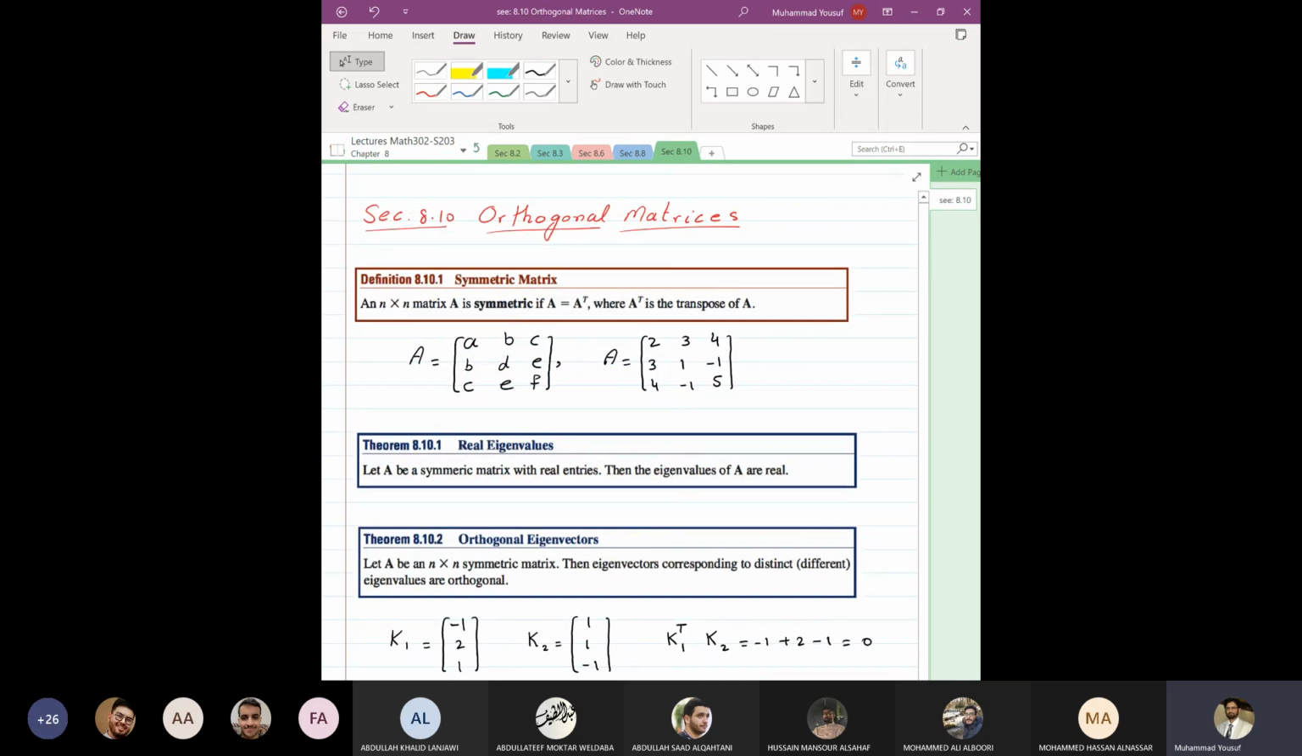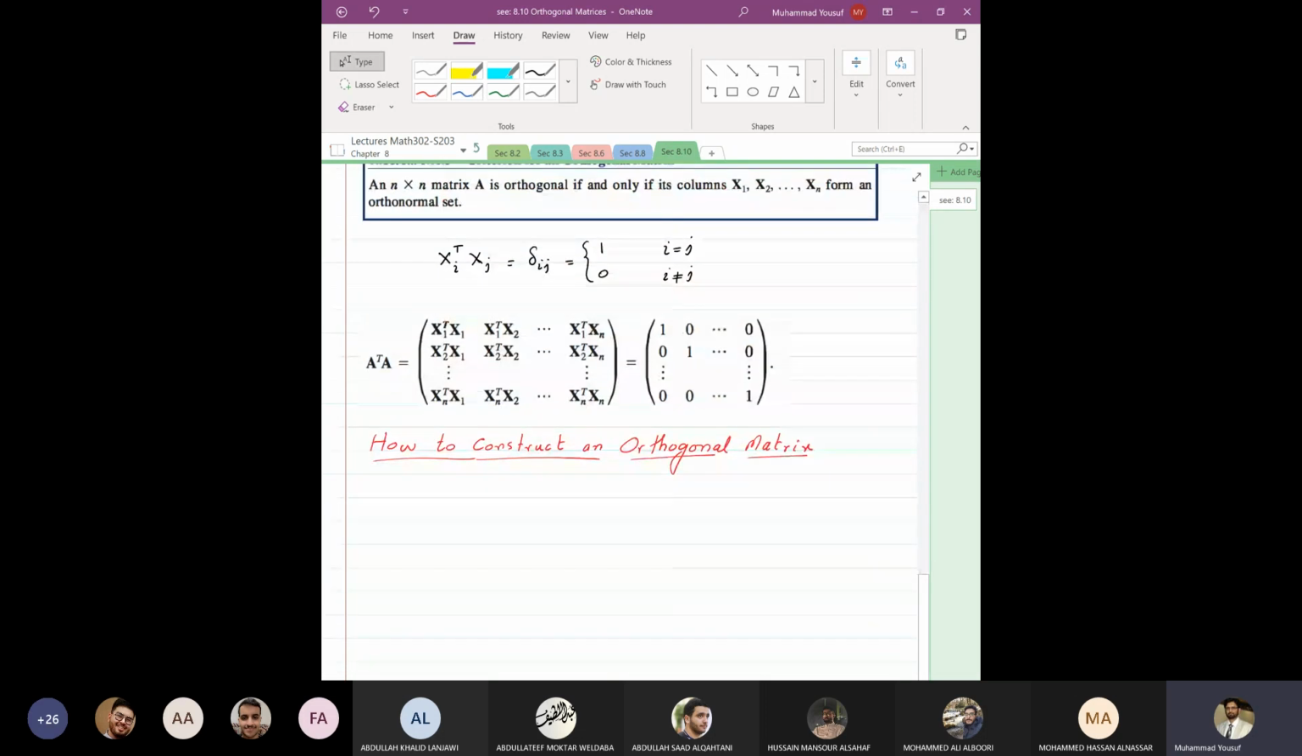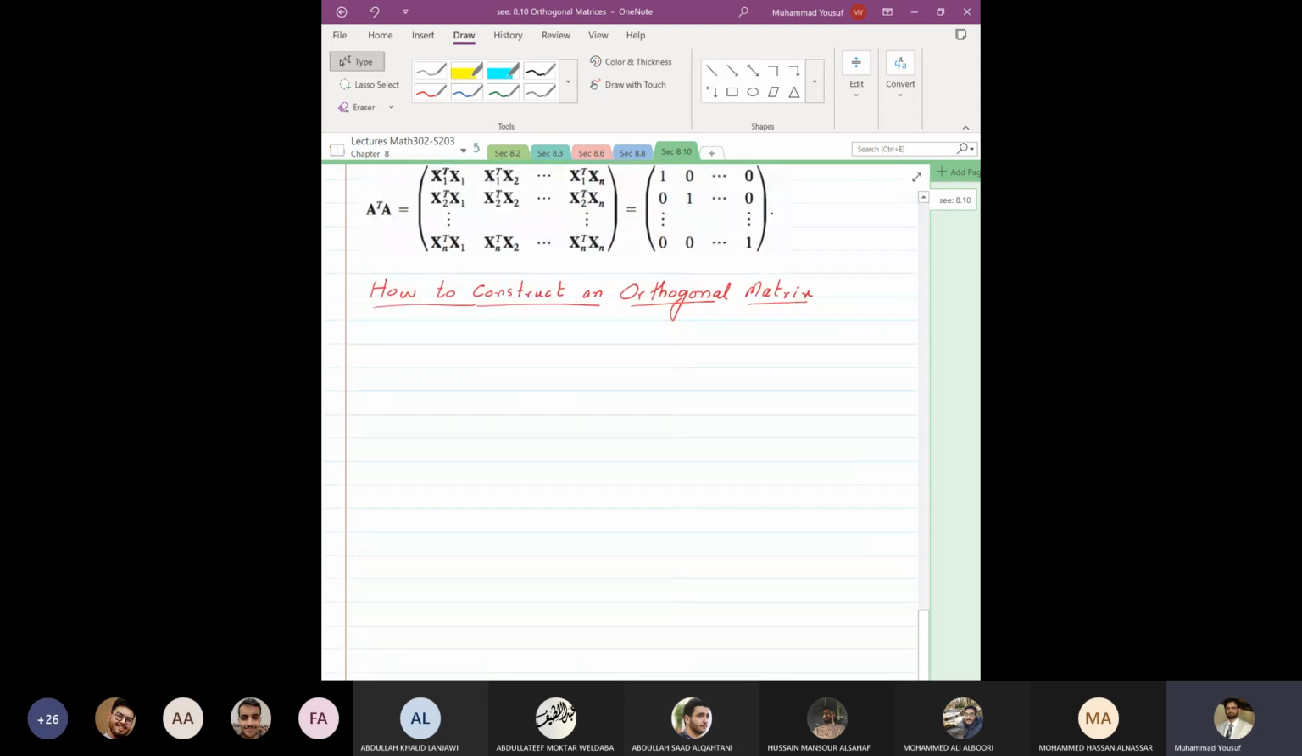From here, we see that eigenvectors corresponding to distinct eigenvalues are orthogonal. So this thing helps us to construct an orthogonal matrix. Let us do this by example.